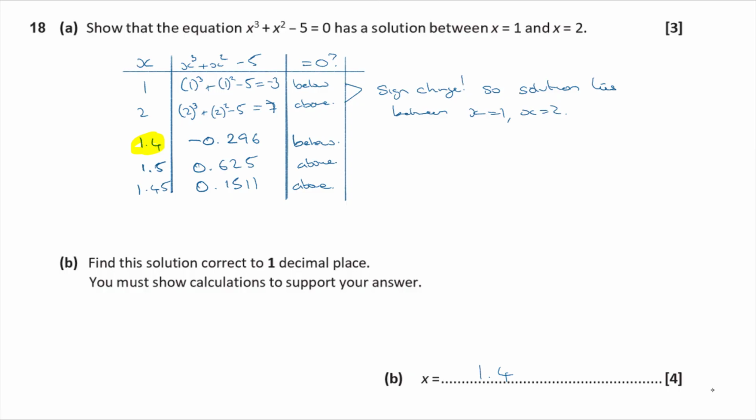Now this is a 4-mark question. You are not going to get those 4 marks unless you have tested 1.4, 1.5, 1.45, and then chosen 1.4 as your answer. The way they award these marks is very, very regimented. Pin it down between two numbers to one decimal place, which is what I did, 1.4 and 1.5. Test the midpoint of those, which is what I did, I tested 1.45. Decide which one of them you're going to give as your final answer, I gave 1.4. No other way to get all the marks.